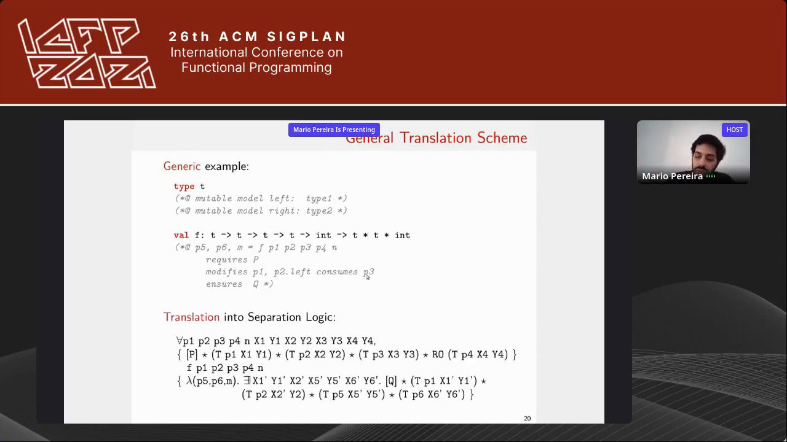So if you want to write this or reason directly in separation logic, this is the kind of triple that you need to write. You need to universally quantify over a bunch of variables, some to represent the pointers, P1, P2, P3, P4, others to represent the logical models, okay? X for the left field, Y for the right field, okay?